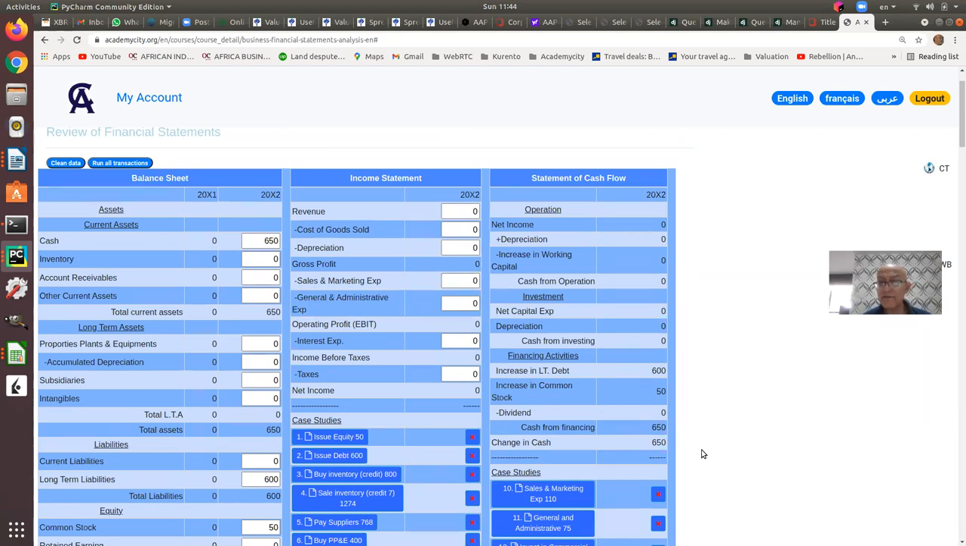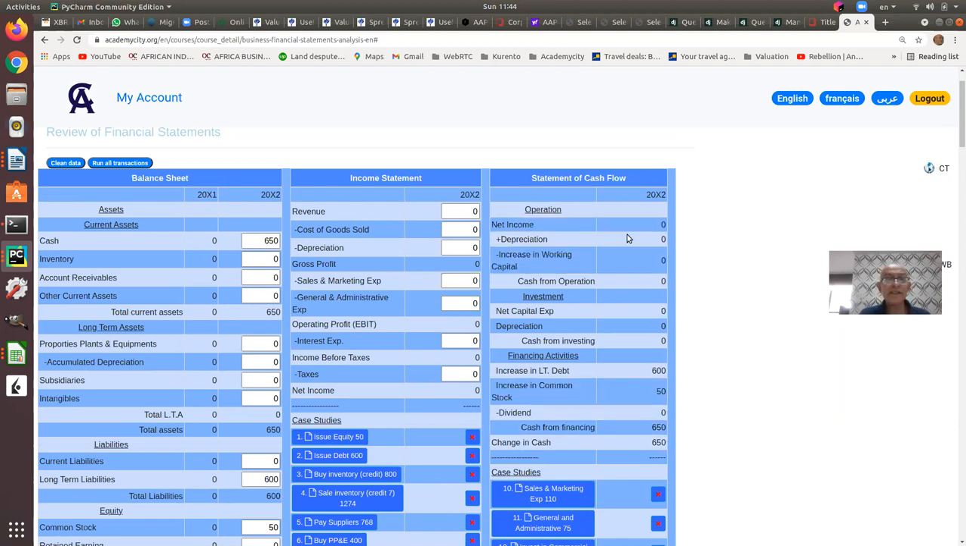How does that happen? It's from financing activities. I financed the company. I raised 50,000 by issuing common stock. And I raised 600 because I increased the loans I took. In this case, I increased the long-term debt. So I increased the long-term debt by 600, I raised equity, and therefore I have 650 cash.